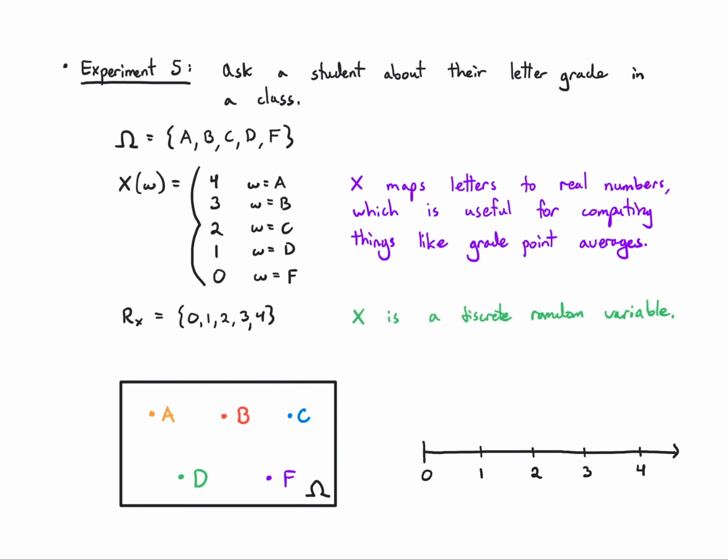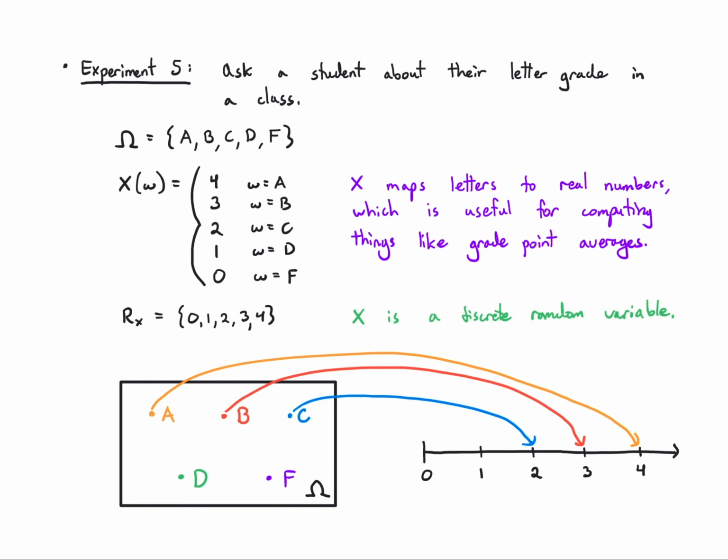So that's going to be my x. And as we just discussed, I'm going to map each of these elements of the sample space onto a number. So A to 4, B to 3, C to 2, D to 1, and F to 0. Okay, so that is a concrete example of something that you probably have done on your own, thinking about what letter grades correspond to in terms of grade points. And there's a good reason for doing that, because then you can compute an average.